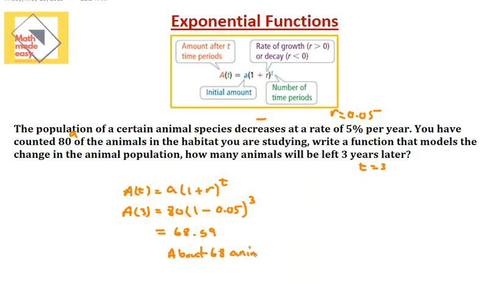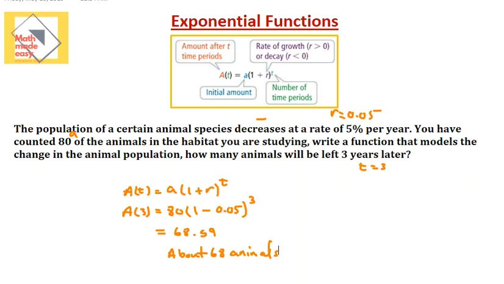Of course, we don't round. We take the minimum because it's a number of animals. I can't say 69 because I know they are going to be less than 69. It's a number of animals. We don't round. We take the least number. Okay? So we had a question about investing money, another question about population.